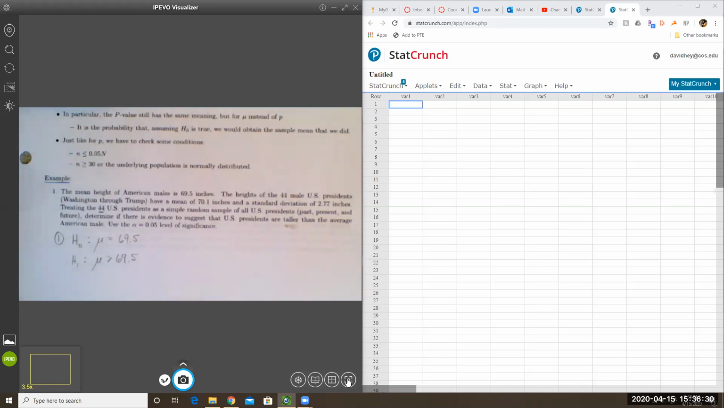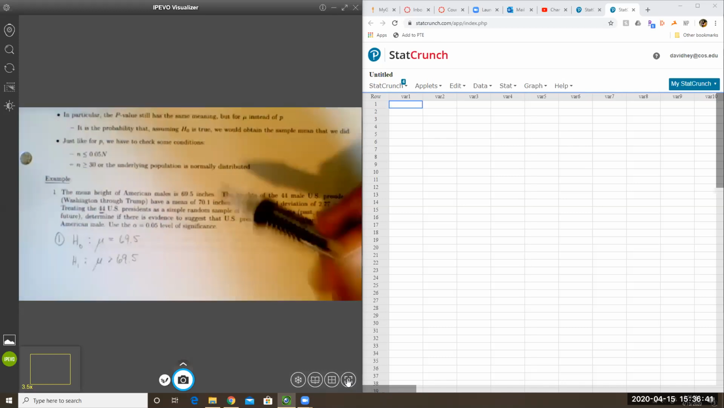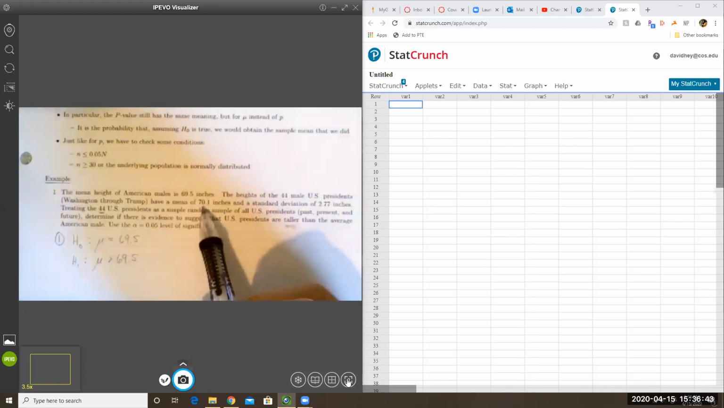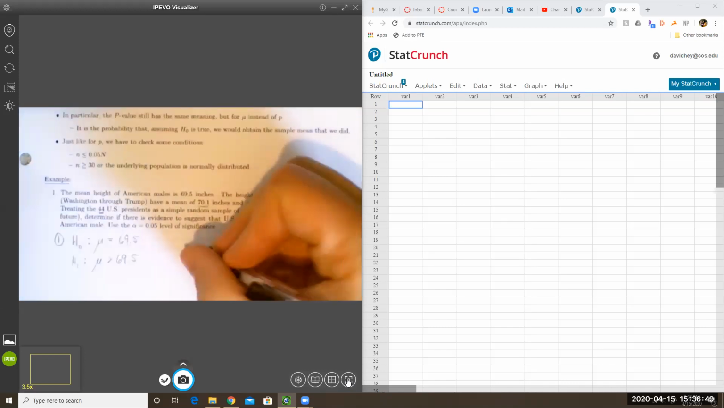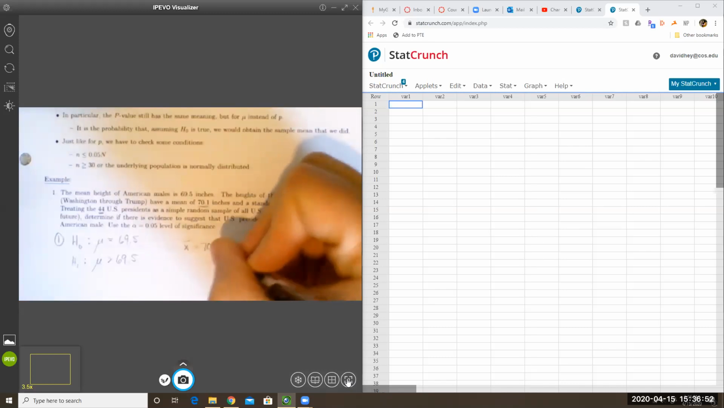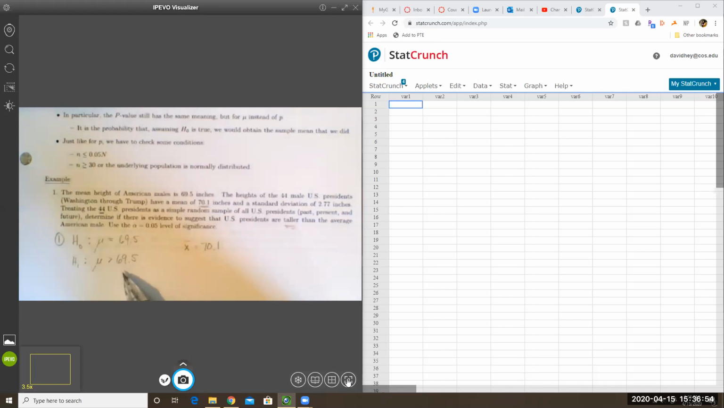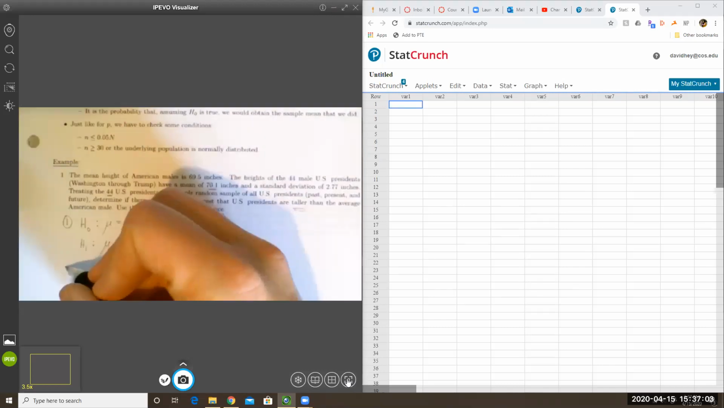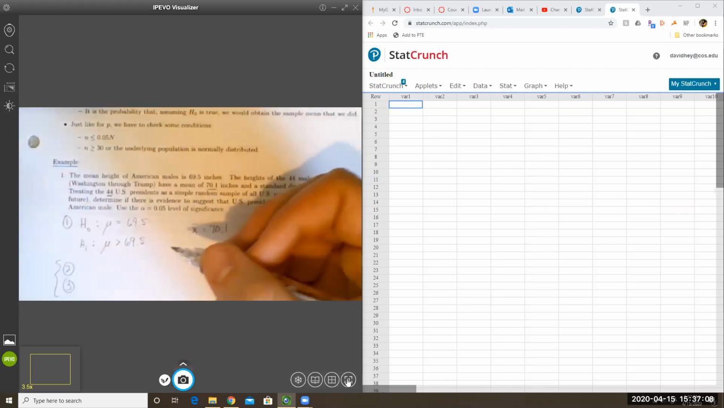So what evidence do we have to potentially support this claim? Well, we know that the average height for US presidents is 70.1 inches. So our sample mean is 70.1, and that's certainly larger than 69.5. The question is, is it different enough? So to answer that question, we run the test. We're going to do steps 2 and 3, the test statistic and the p-value. We're going to do them in StatCrunch.